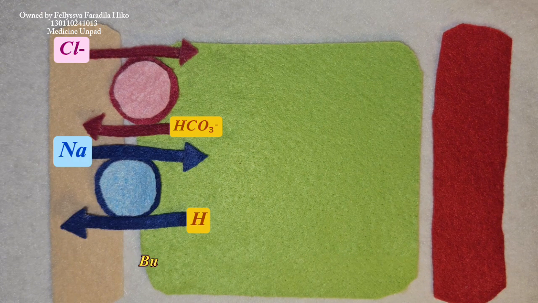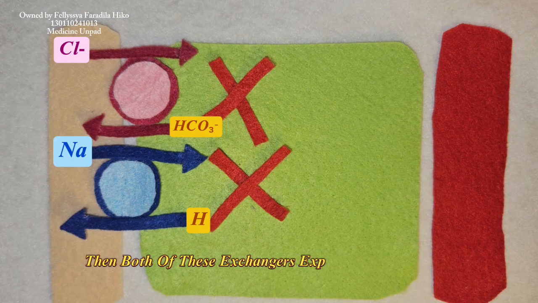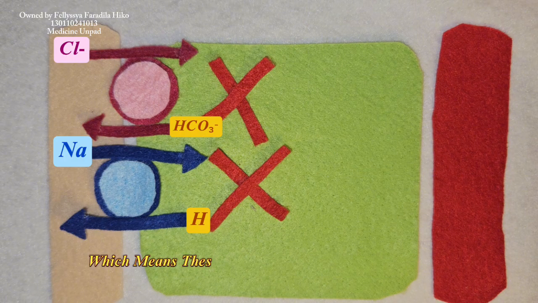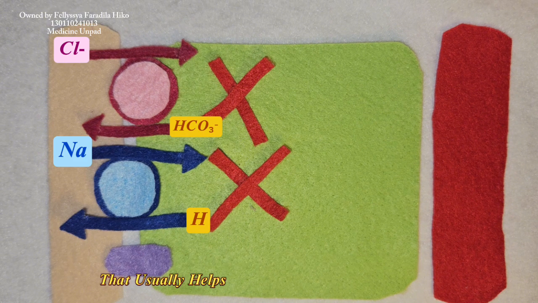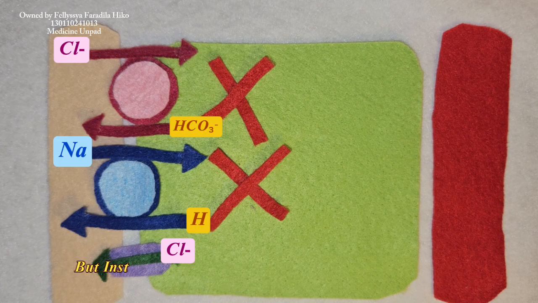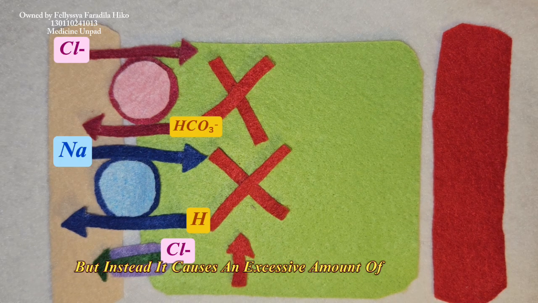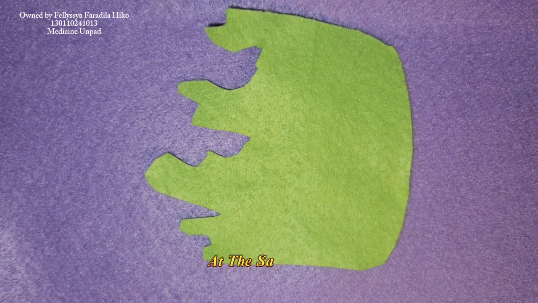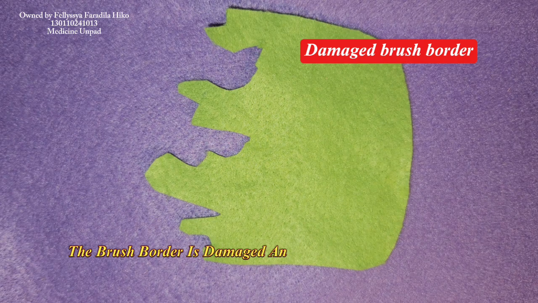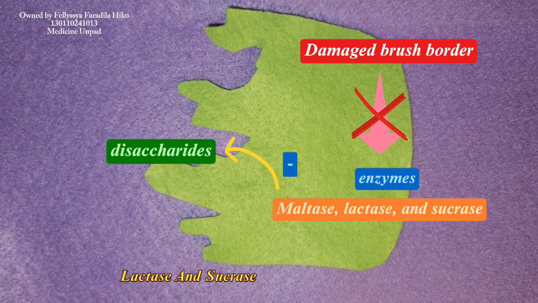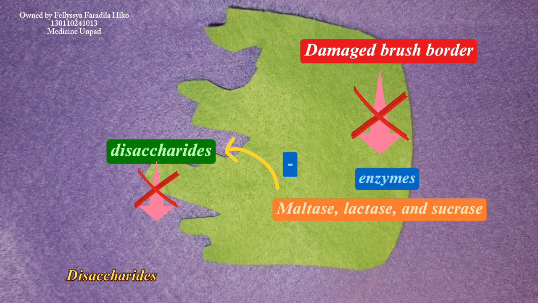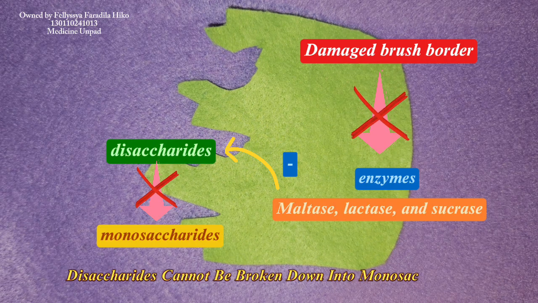into the lumen. But because the enterocyte is damaged, both of these exchangers experience dysfunction, which means these antiporters stop working properly. Not only that, this also affects the CFTR channel that usually helps with the secretion of chloride, but instead, it causes an excessive amount of chloride to be secreted. At the same time, the brush border is damaged and cannot produce enzymes such as maltase, lactase, and sucrase. Without these enzymes, these saccharides cannot be broken down into monosaccharides.